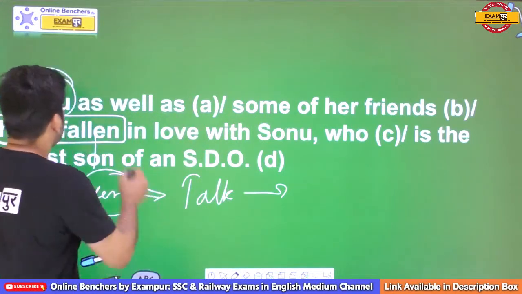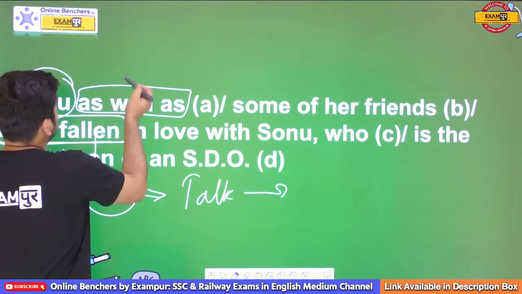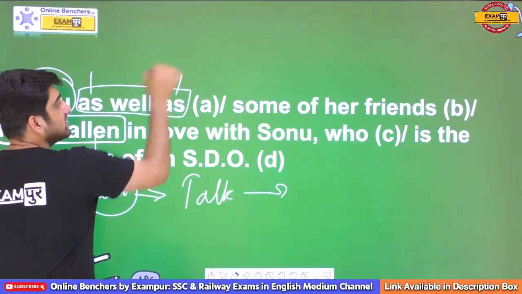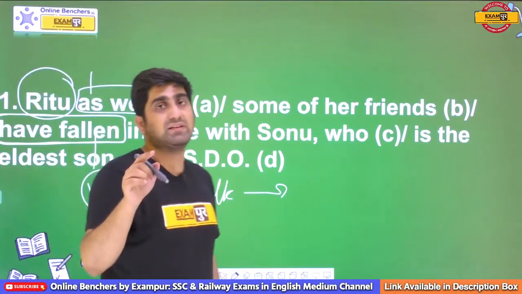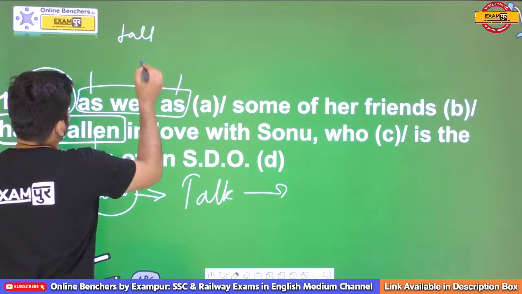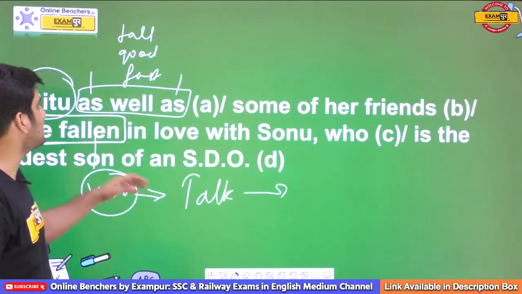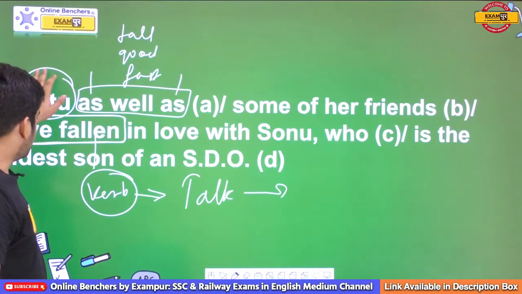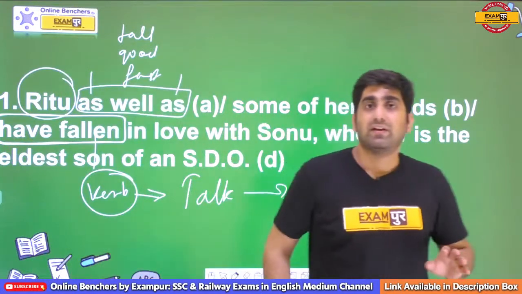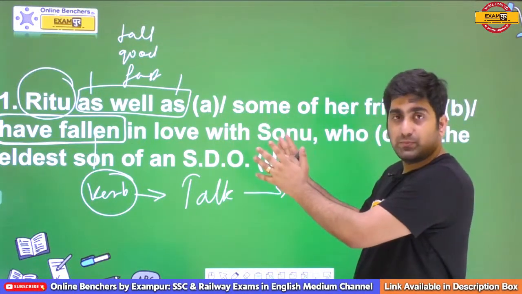Okay, now coming to this part, as well as. Basically, as well as means in the same manner. For example, you know that the pair conjunction is as, and in between as and as, in degree of comparison, I mean in positive degree, any positive degree adjective can come. Likewise, as tall as, as good as, as fast as. In the same way, in our question sentence, it is written as well as, meaning Ritu has fallen in love with Sonu, and in the same way, some of her friends have also fallen in love with Sonu. Guys, I guess the idea of the question is now clear.